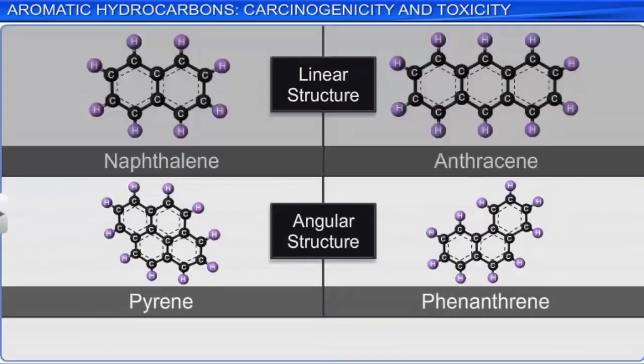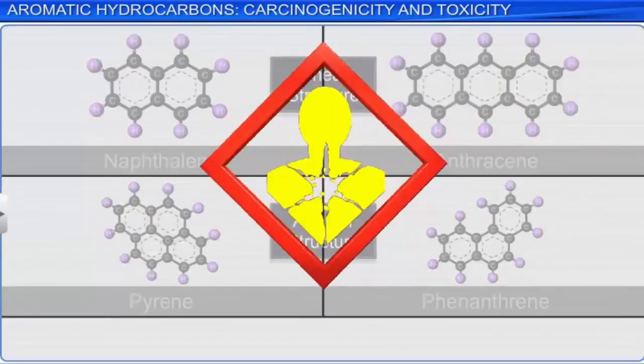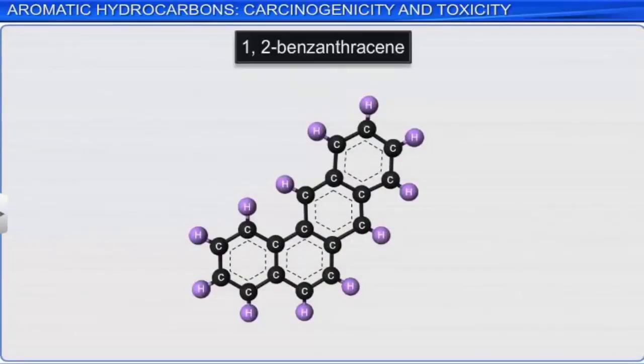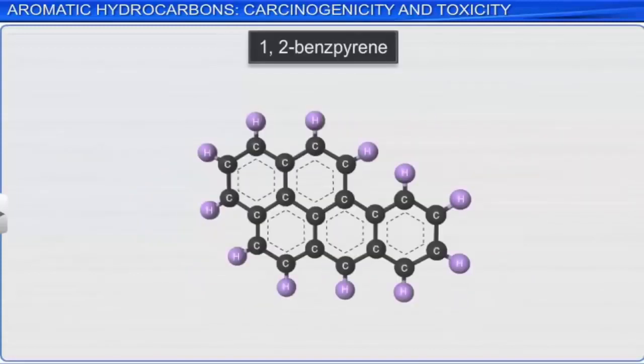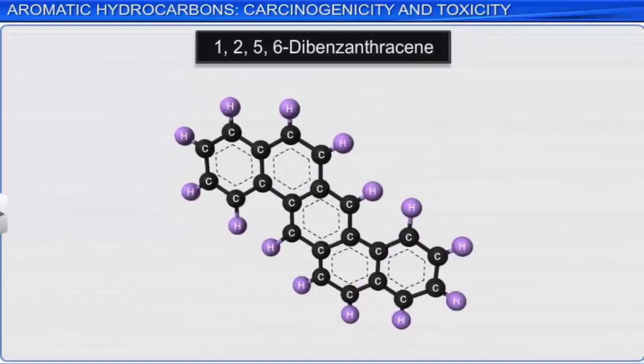These hydrocarbons are carcinogenic. That is, they cause cancer. Examples of polynuclear hydrocarbons that cause cancer are 1,2-benzanthracene, 3-methylcholanthrene, 1,2-benzpyrene, 9,10-dimethyl-1,2-benzanthracene, and 1,2,5,6-dibenzanthracene.